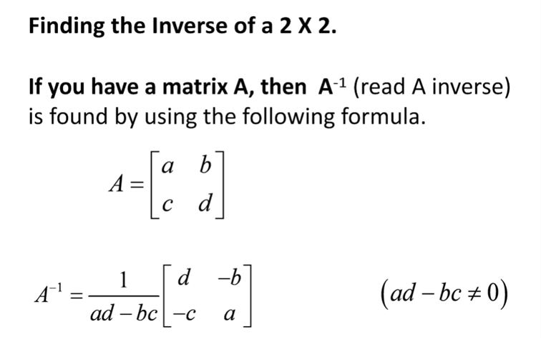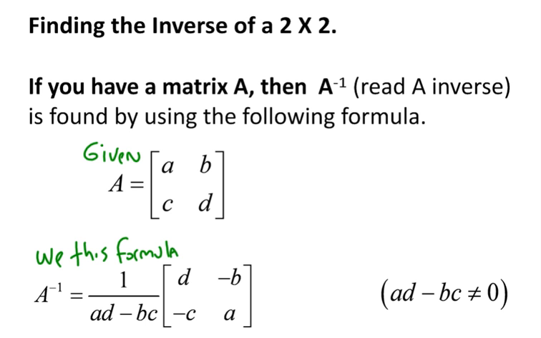All right, finding the inverse of a 2 by 2 matrix. If you have a matrix A, then A to the negative 1, which is read A inverse, is found by using the following formula. All right, so we have a 2 by 2 matrix. So this formula down below here to the left is how to find A inverse. Given this inverse, we use this formula to solve for A inverse.